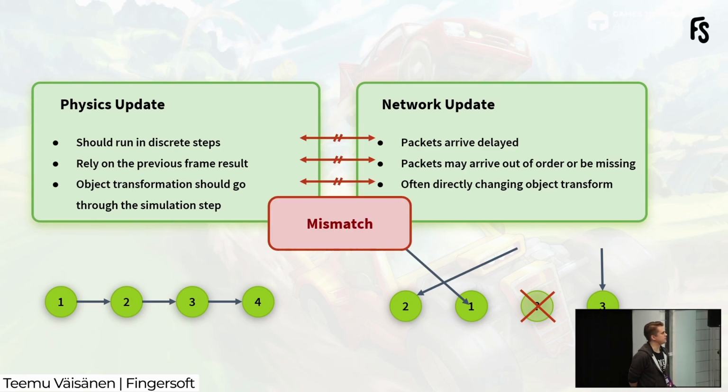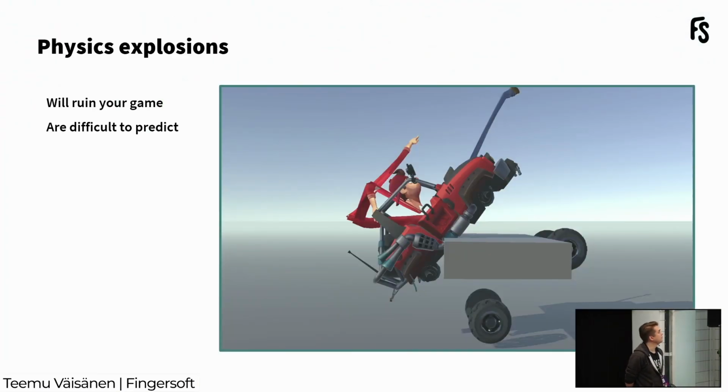So if you compare these two, you notice that they are almost opposite of each other. There's almost a complete mismatch between the two. One wants to run in discrete steps, but the other has latency, and packets may arrive in whatever order, and you have to handle those. And then one wants to do everything through simulation, but the other tries to snap the object to a certain position. And what actually usually happens.